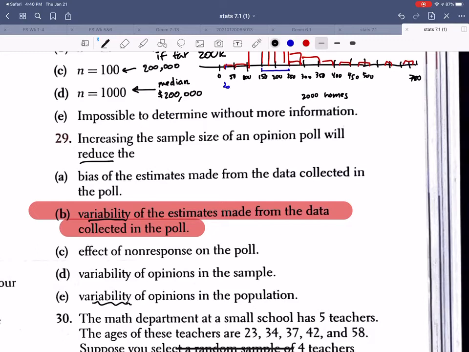It's not going to change the variability of the population, right? I'm taking a sample that won't affect the population. D is looking good, the variability of the opinions, right? But this one's more accurate, all right? Non-response has nothing to do with this. And again, bias would not come into play if all I'm doing is increasing sample size.